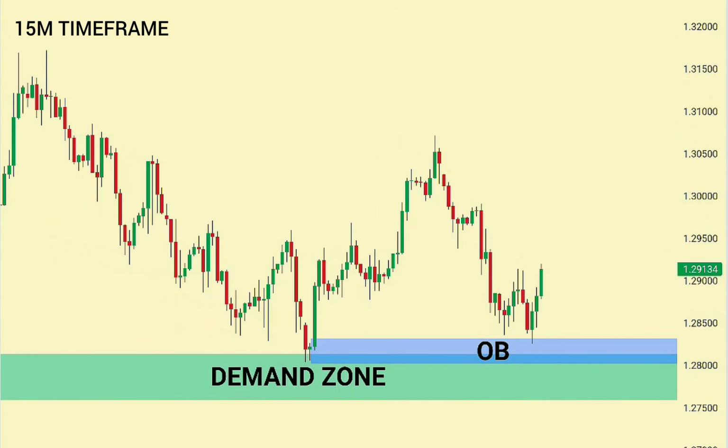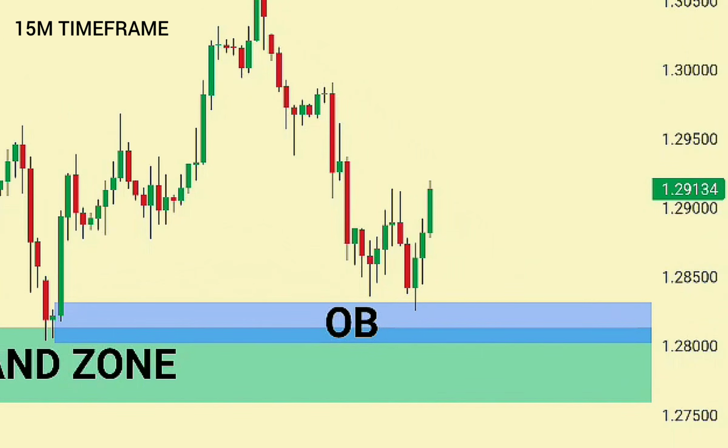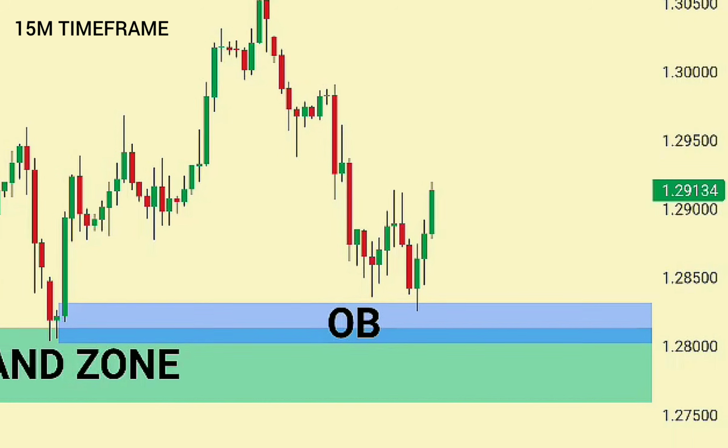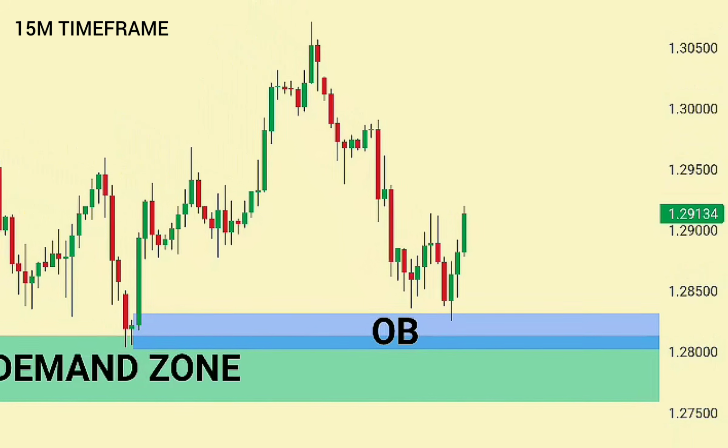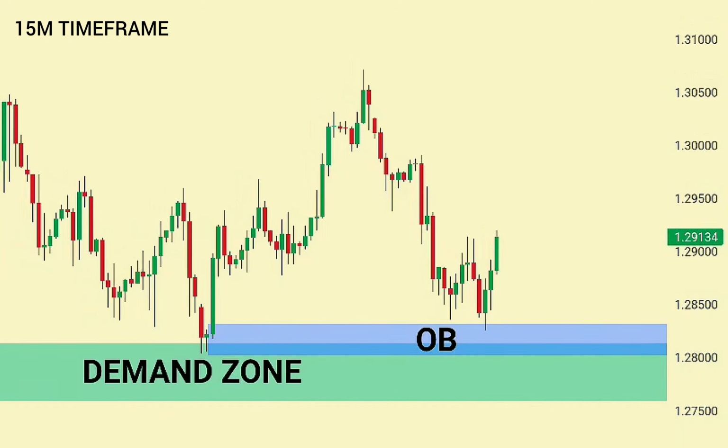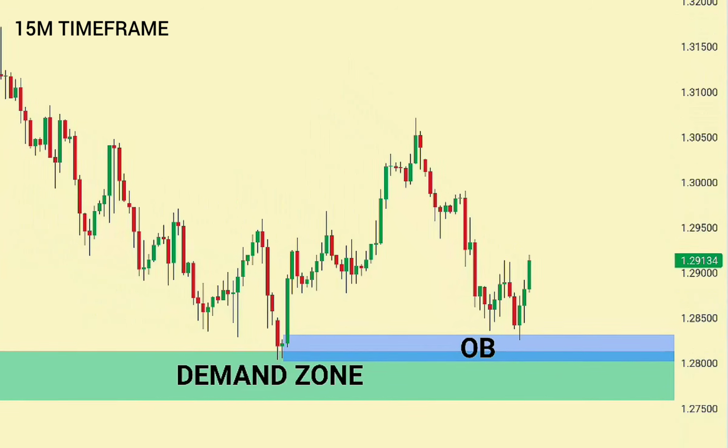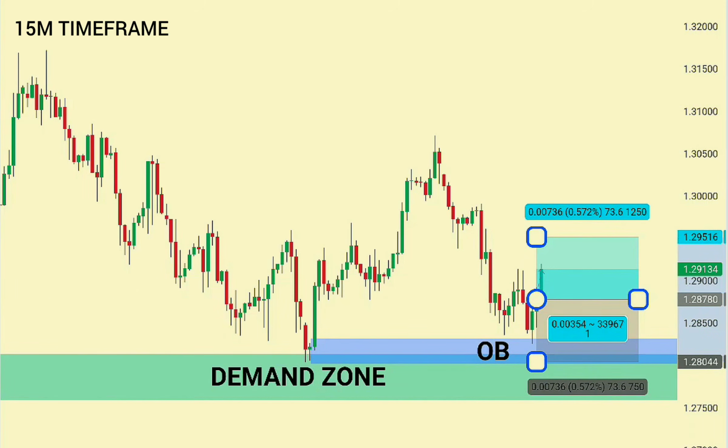Now the confirmation we've been waiting for finally appears. As price reacts from the order block, buyers step back into the market and create a strong bullish displacement. This move is important because it shows that buyers aren't just slowing the decline, they're taking control again with strength. At this point, I don't enter simply because price touched the order block. I enter because the market has now proven that buyers are active again. The bullish displacement is my confirmation that the order block is being respected. Once this confirmation is visible, I take my buy entry.